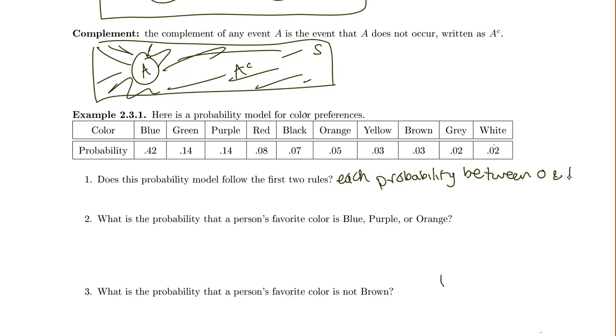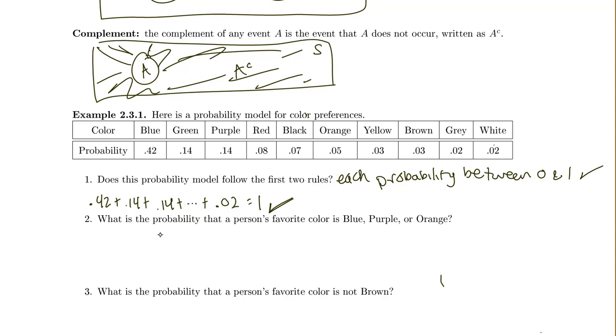The next rule says that they should all add up to 1. If you add them all up, you should get 1. So let's try 0.42 plus 0.14 plus 0.14 plus etc. up to 0.02. Go ahead and put this in your calculator and we get 1. So each probability is between 0 and 1, and they all add up to 1. So we follow our rules.